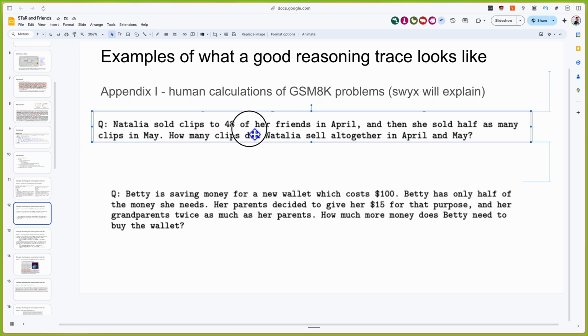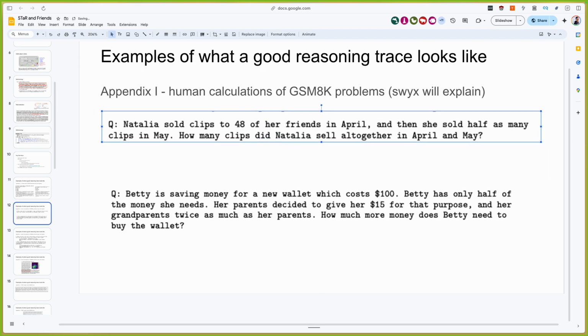Okay, here's a math reasoning problem using natural language. Natalia sold clips to 48 of her friends in April. Then she sold half as many clips in May. How many clips did Natalia sell altogether in April and May? Okay, does anyone want to solve this? Please feel free to think out loud and jump on the mic. I want to make this interactive. I don't want to make this like a lecture. Is it 72? All right, so 48 plus 24, 72, right?